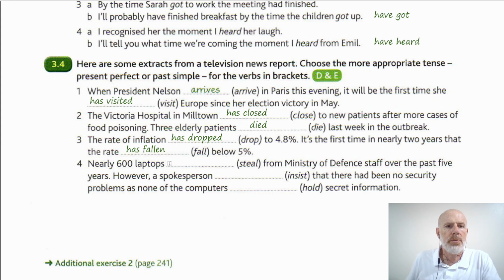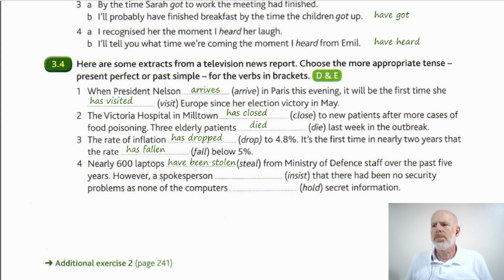Laptops don't steal anything. Have been stolen from Ministry of Defense. Ooh, imagine that, from Ministry of Defense. They couldn't defend themselves from robbers. Very strange, by the way. From Ministry of Defense staff over the past 5 years.